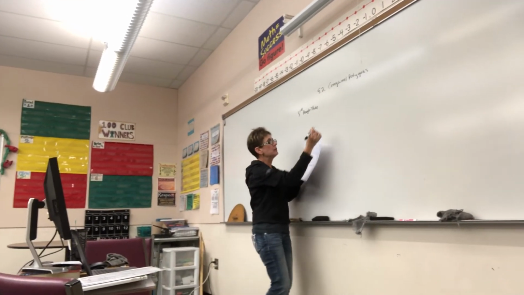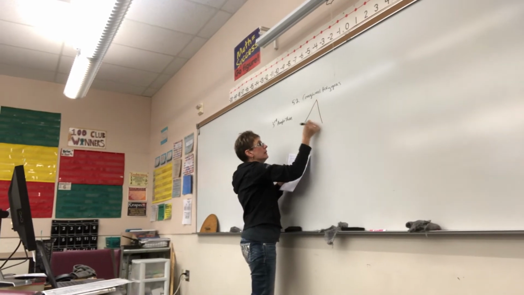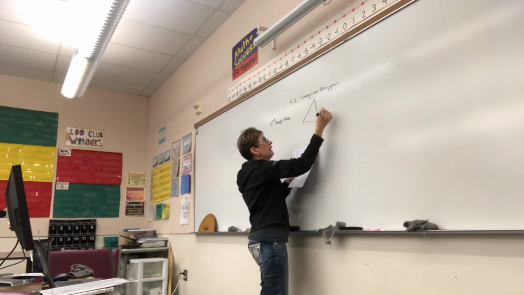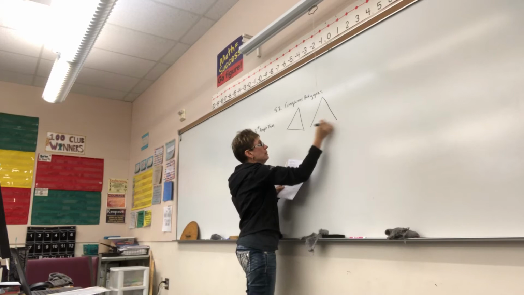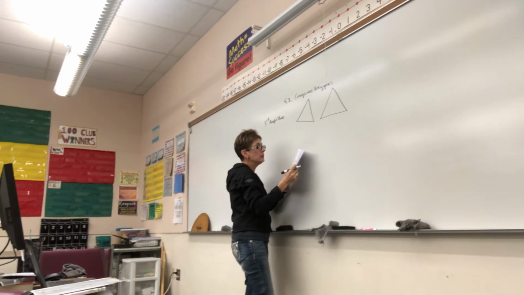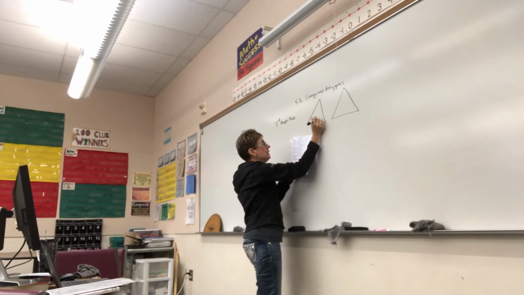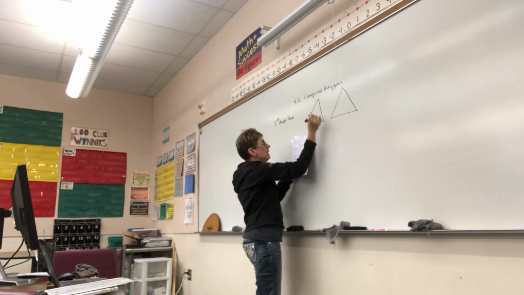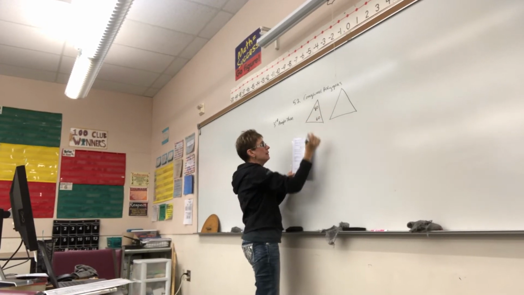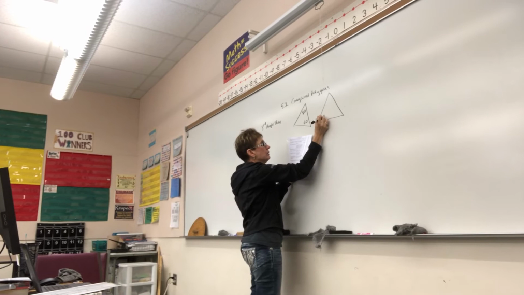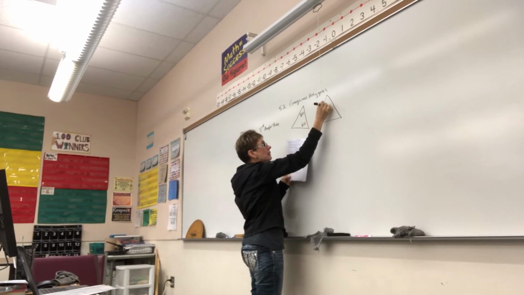So let's draw a picture here. Let's draw two triangles that are congruent. Well, they're going to be congruent. One triangle has an angle of 60 and an angle of 80, and the other triangle has an angle of 60 and an angle of 80.